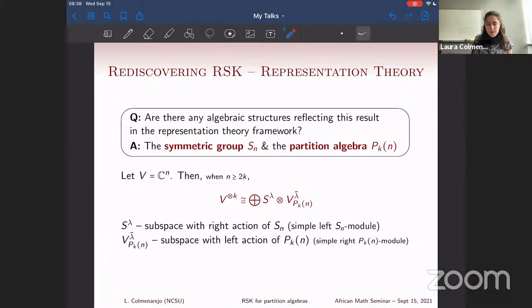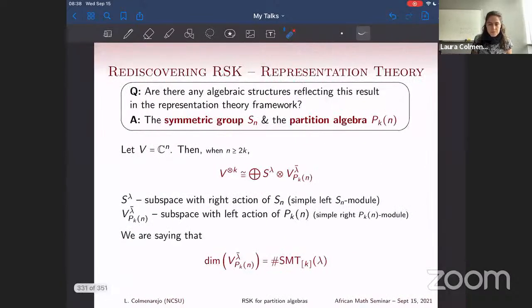For n smaller than 2k, you actually have to do case by case. But when n is large enough, which is going to show up eventually when I show you the diagrams, what happens here is that I'm going to have the symmetric group irreducibles on one side, and on the other side, I have the irreducibles for the partition algebra, which I haven't defined yet, and I know it. But I want to show you something else. What this is saying is that the dimension of the irreducibles of the partition algebra is actually the number of standard multiset tableaus.